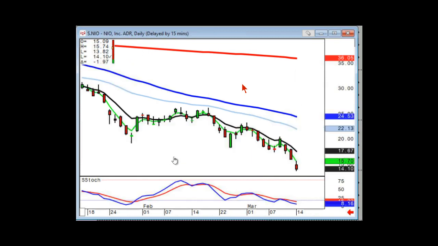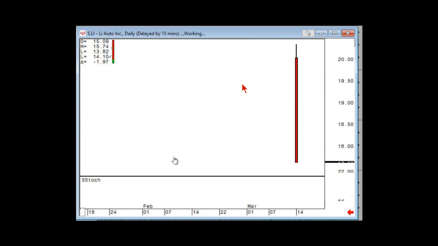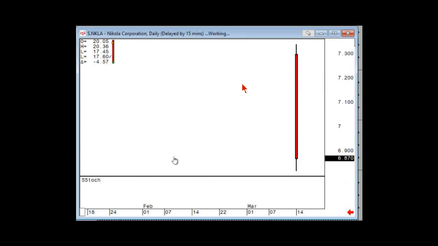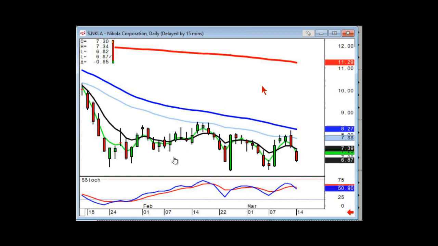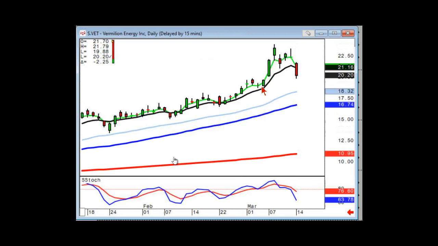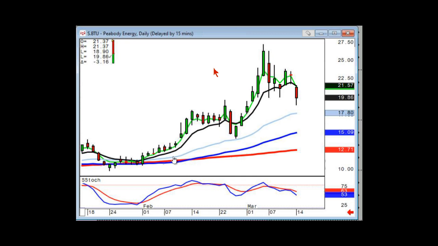NIO, stay short. Y, stay short. Nikola, you can go short on this one. VET, this one you can get ready to short. A lot of the energy stocks have been selling off, so you could get ready to short VET.